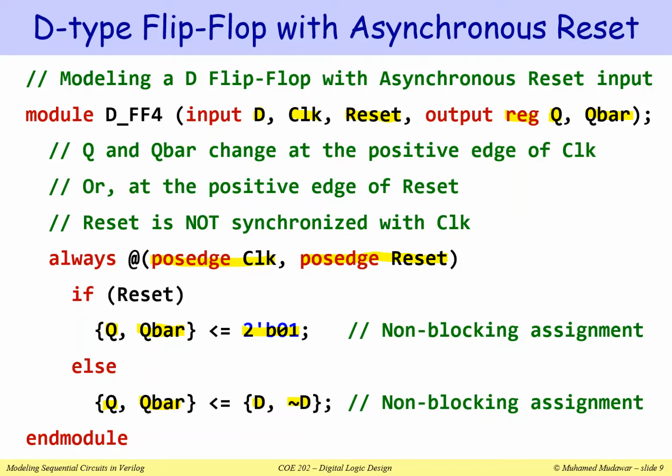Notice that the D input is not really part of the sensitivity list. So even though we have changes in the D input, we do not execute the body of the if-else statement until we see either the positive edge of the clock or the positive edge of reset. Okay, so you can see that this D flip-flop is not sensitive to the D input.